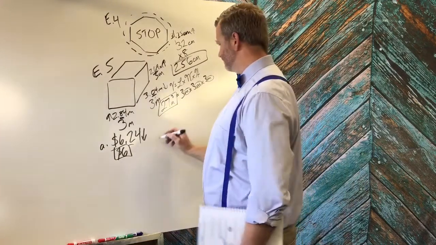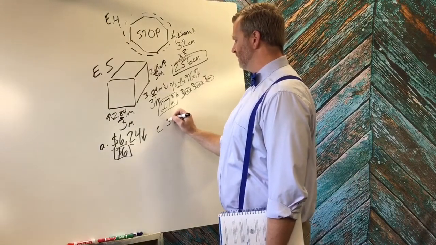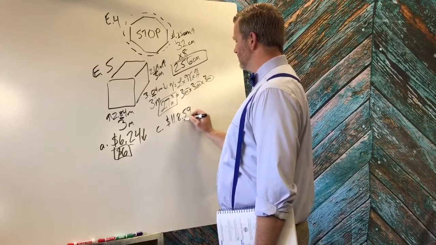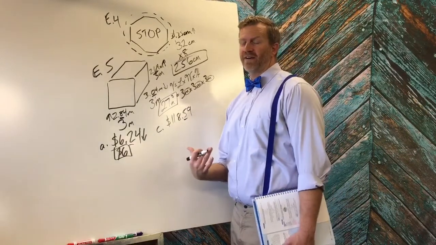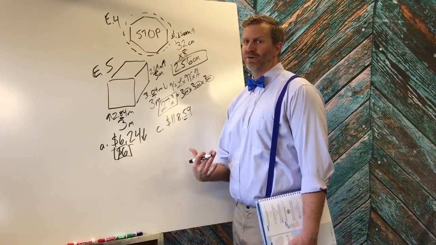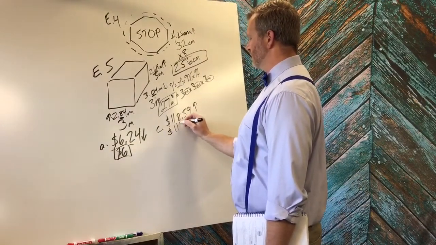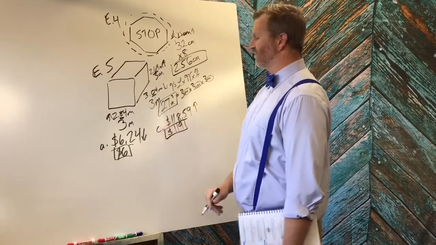Let's try C. So C, we have $118.59. Sweet, look next to the decimal. We got a 5. 5 or more up the score, right? Sweet, take it up. So that one's going up to $119 flat.